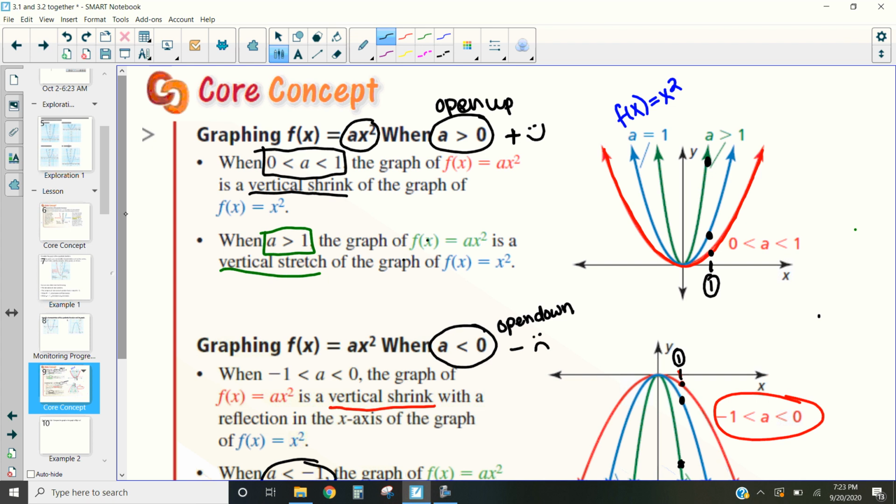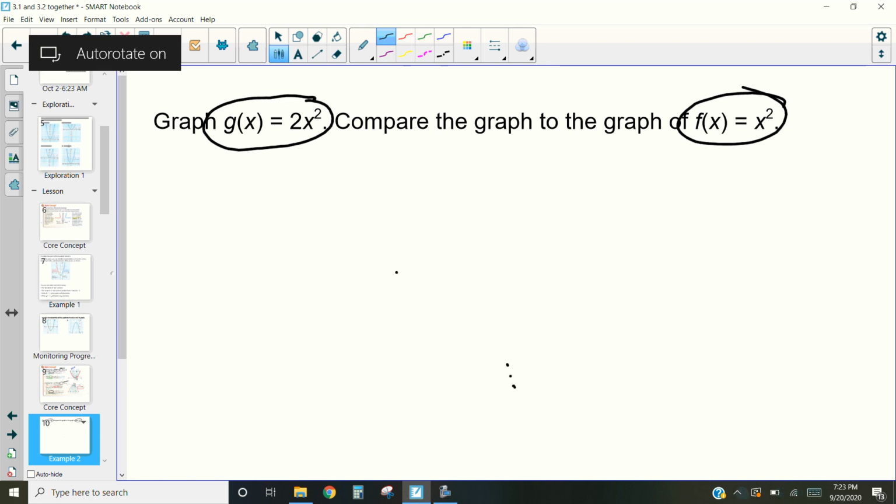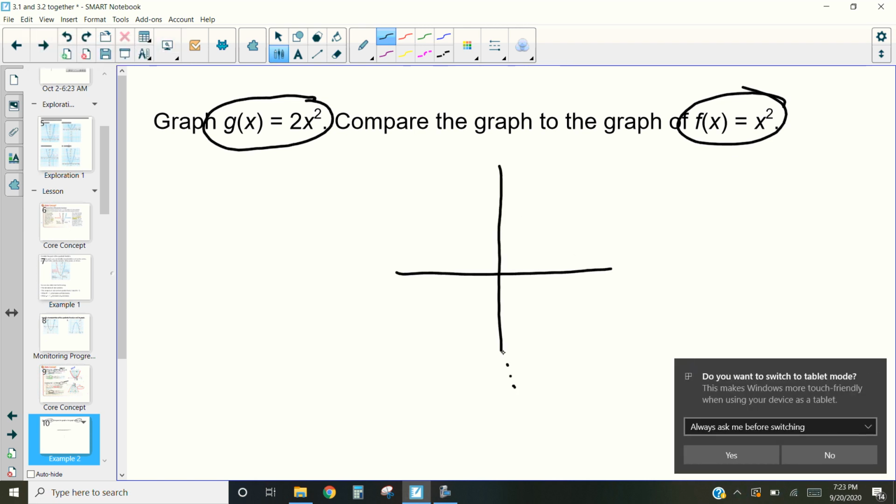So I want to take a look at a couple of examples of what happens when we have this ax squared. For this first one, I want to compare g of x equals 2x squared to the graph of f of x equals x squared. To do that, I want to start by graphing it. Let's draw a quick little axis here. So I've got my axis grid here.